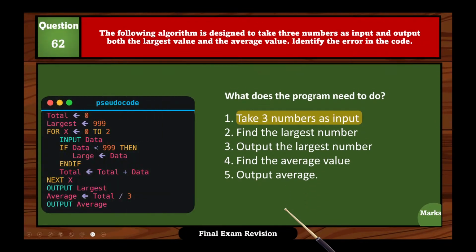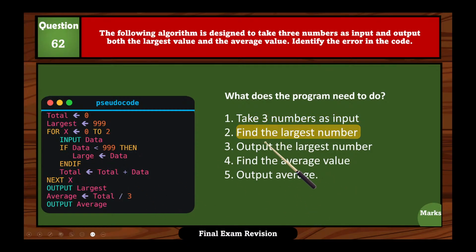Let's see question number 62. The following algorithm is designed to take 3 numbers as input and output both the largest value and the average value. Identify the 3 errors in the code. Now this time we're going to use a different approach to find the errors. First of all, you need to see what the program needs to do. The first task is to take 3 numbers, so we need to see, is it taking 3 numbers?